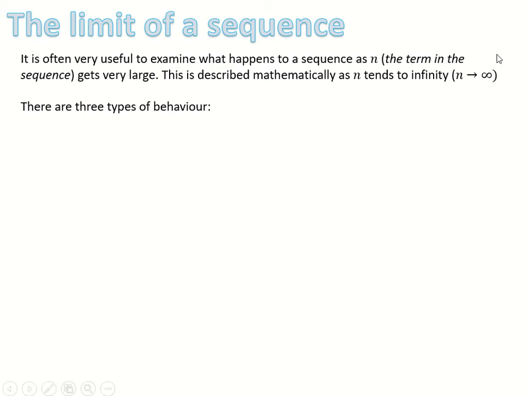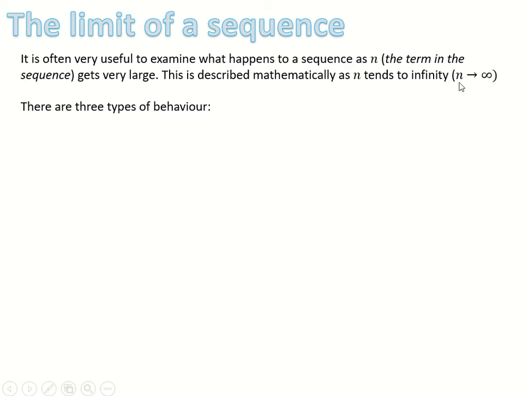Okay. But it's often very useful to examine what happens to a sequence as n, so the term in the sequence, gets very large. So the different terms that we're dealing with, un plus 1, all those different terms. We've got the first term, the second term, the third term, the fourth term. As we get further and further through them, the n gets bigger. The bigger that gets, the closer it gets to infinity. And this is described mathematically as n tends to infinity.